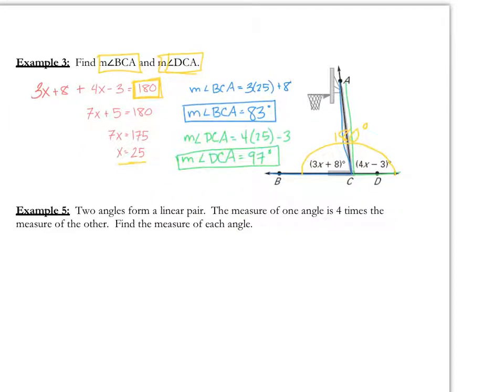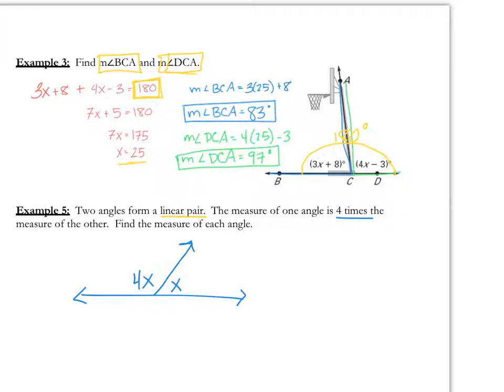The two angles form a linear pair. The measure of one angle is 4 times the measure of another. So first you have to figure out what a linear pair is. A linear pair, if you go back to the first part of this video, looks like this. It's two angles forming a line. The measure of one angle is 4 times the measure of the other. Well, when you don't know what an angle is, you can call it x, especially if the other angle is 4 times as much. So I can say 4x and x. And then it says find the measure of each angle.